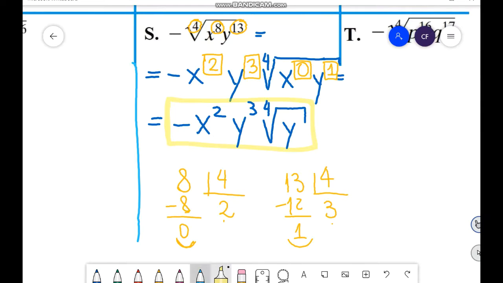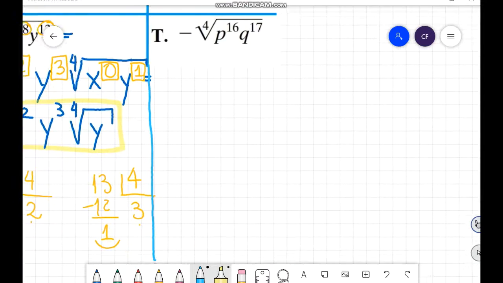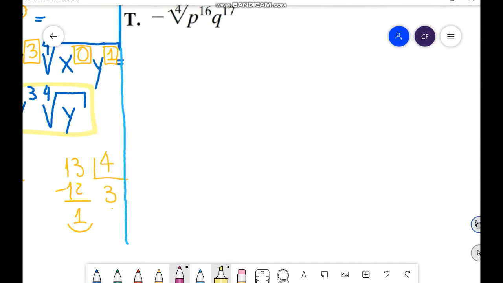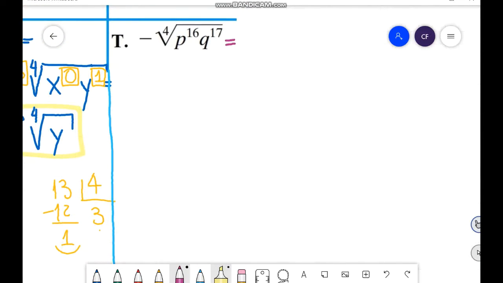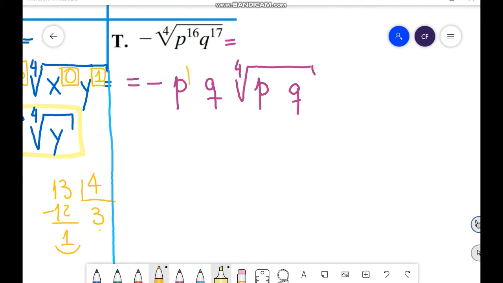Let me show letter T. Letter T, it looks like this one, letter S, with different variables. So you have to keep the negative sign, write P and Q, the fourth root, and write also P and Q inside the root. Leave some space for the exponents. You have exponents here and there.